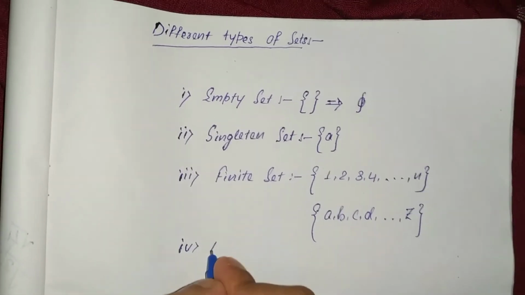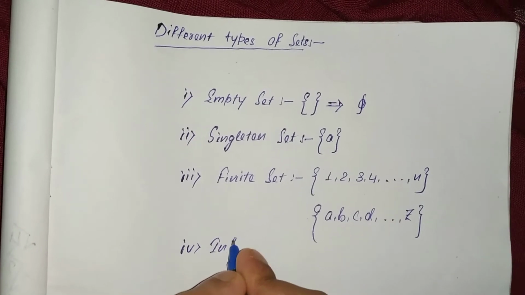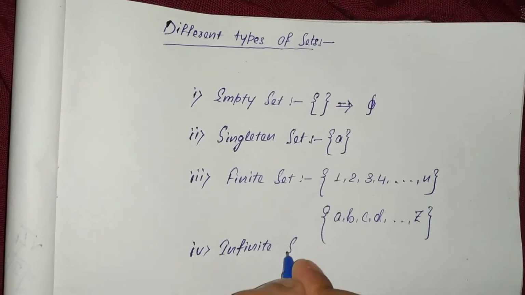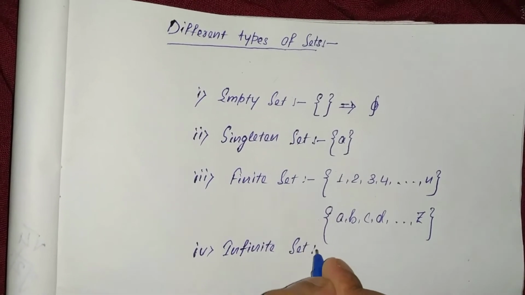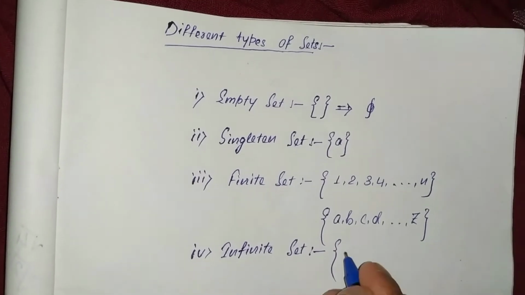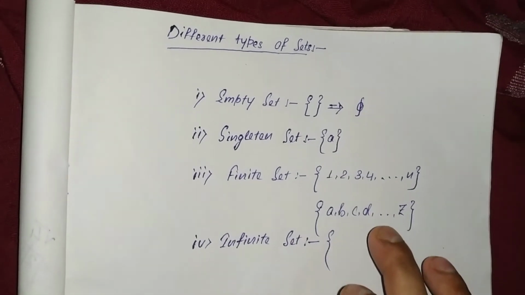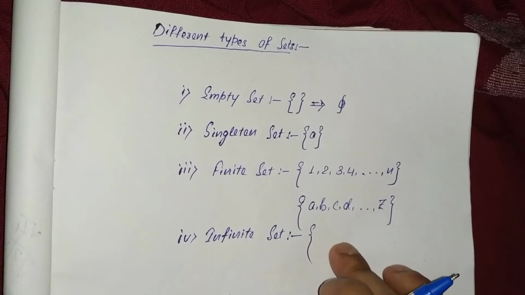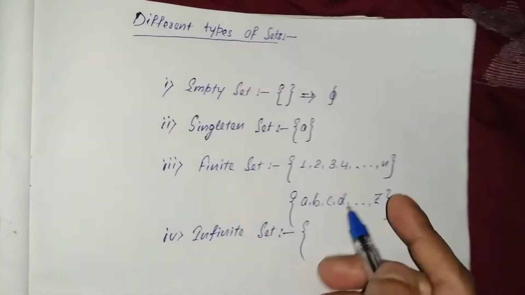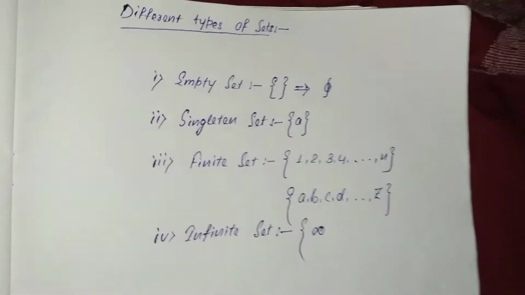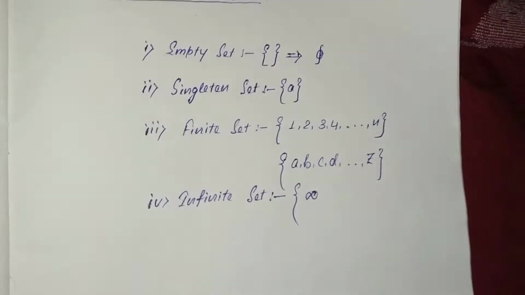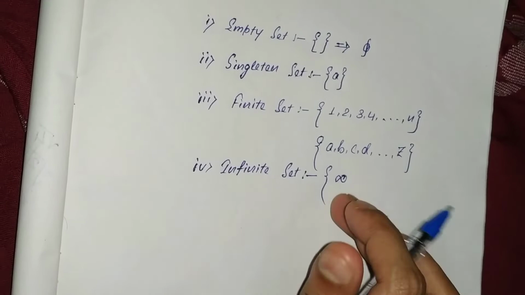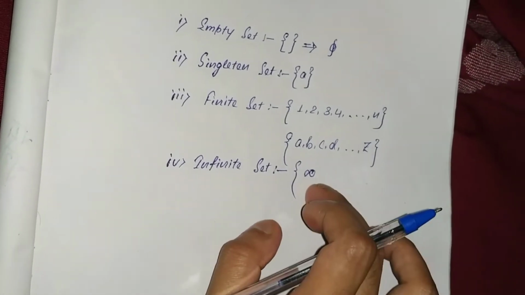Fourth is the infinite set. In an infinite set there is no limit. That's why only the set notation open is there, but the set notation close is not available, because there are no limits. That's infinity. Okay. So that's why here the set notation close does not exist.